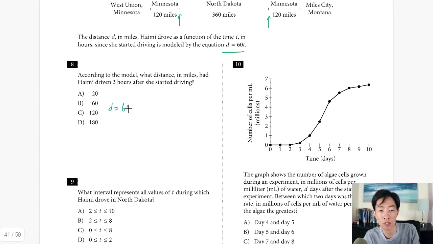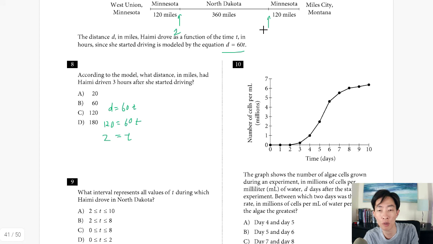Distance equals 60 times t, and we plug in 120 for the distance: 120 equals 60 times t. Divide both sides by 60, t equals 2. So we know that at 2 hours, or the 2-hour mark, she crossed the state line.